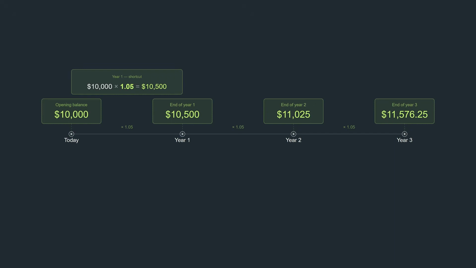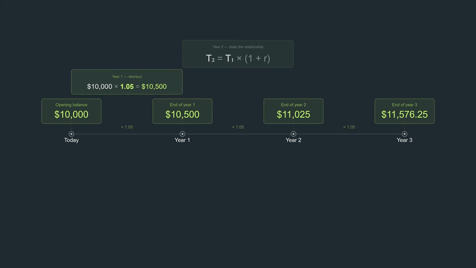Let's expand this to year 2. At the end of year 1, which we'll label t sub 1, we have the original principal multiplied by 1 plus the interest rate. To get year 2, we take that amount at t sub 1 and multiply it by 1 plus the interest rate again. So the total at t sub 2 equals the total at t sub 1 multiplied by 1 plus the interest rate.